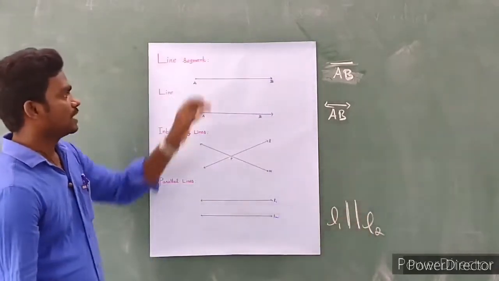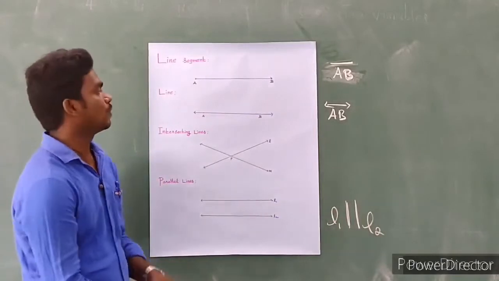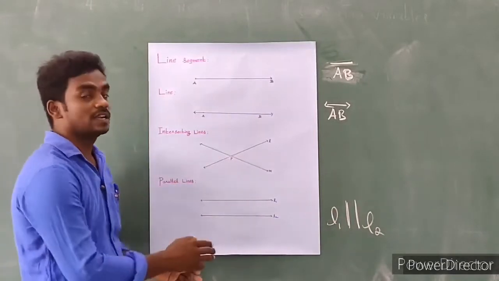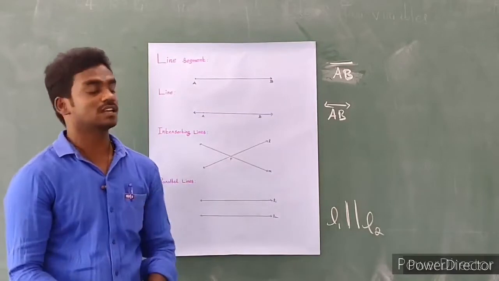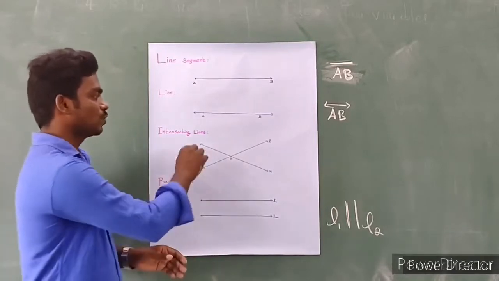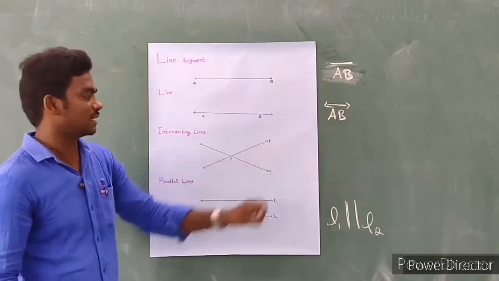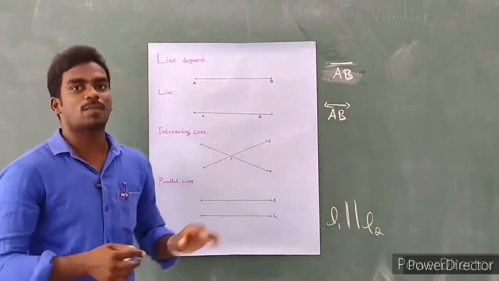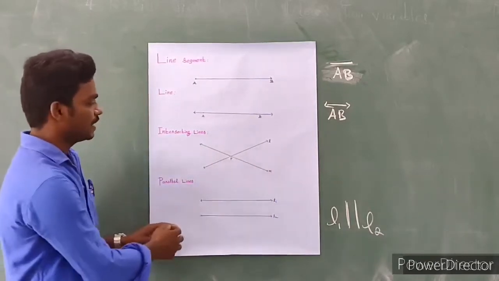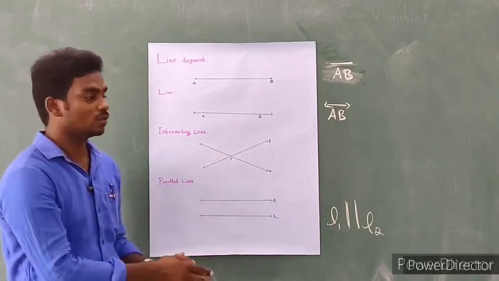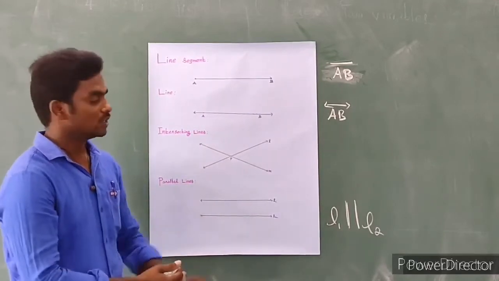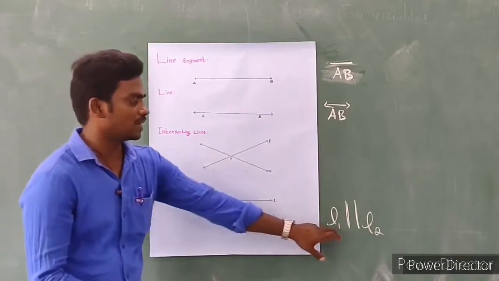To summarize: a line segment is the shortest distance between two points. A line is a line segment extended in both directions endlessly. Intersecting lines are two lines that meet at one point, and this point P is called the point of intersection. Parallel lines are two lines that do not meet at any point, so line L1 is parallel to line L2.